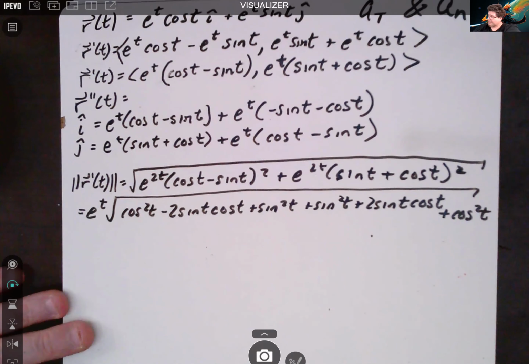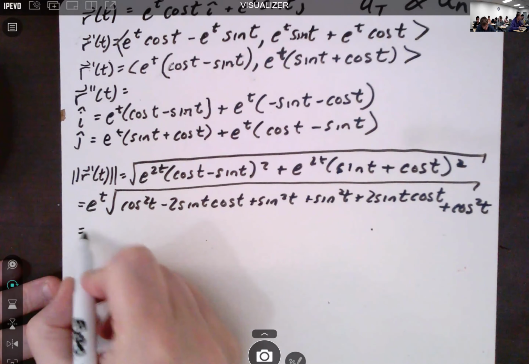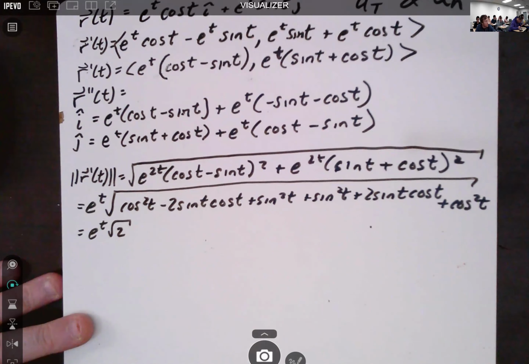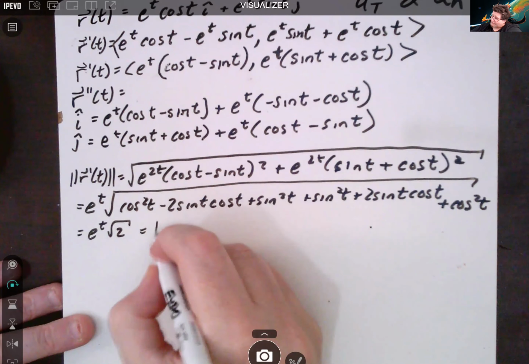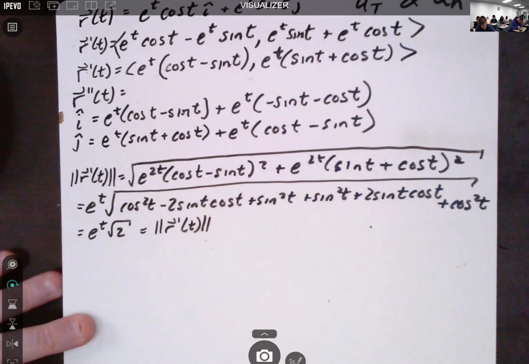Well, this cleaned up kind of nice. And that was R, that was the magnitude of R prime.